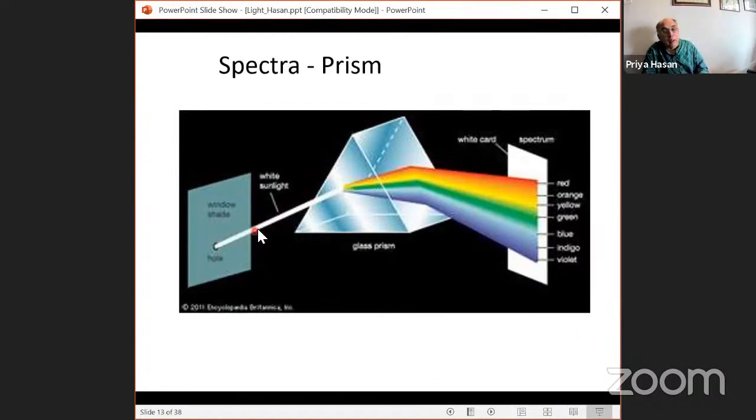as a white beam, which is made up of all these components, goes from a rarer medium to a denser medium, the different wavelengths get scattered by different amounts. Their speeds in this medium change by different amounts. The red one, which has the largest wavelength, gets scattered the least, so it's almost continuing in the same direction, while the blue one gets scattered the most and it comes out.